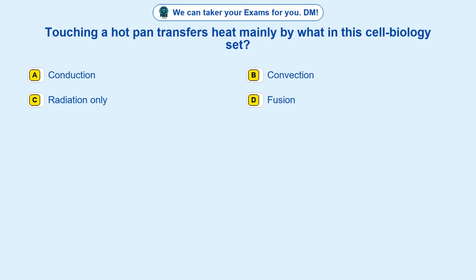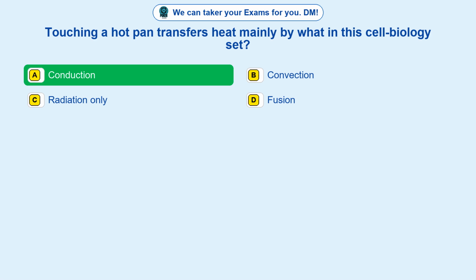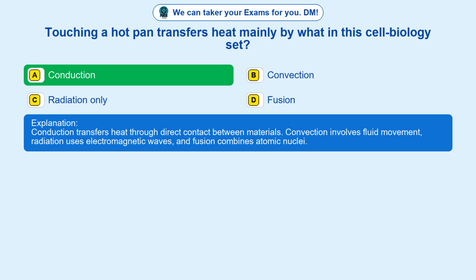Question 75. Touching a hot pan transfers heat mainly by what in this cell biology set? Option A, conduction. Option B, convection. Option C, radiation only. Option D, fusion. The correct answer is option A. Conduction. Conduction transfers heat through direct contact between materials. Convection involves fluid movement, radiation uses electromagnetic waves, and fusion combines atomic nuclei.